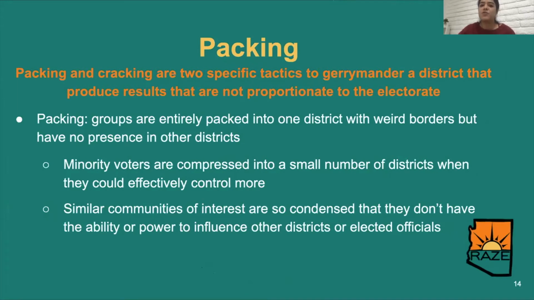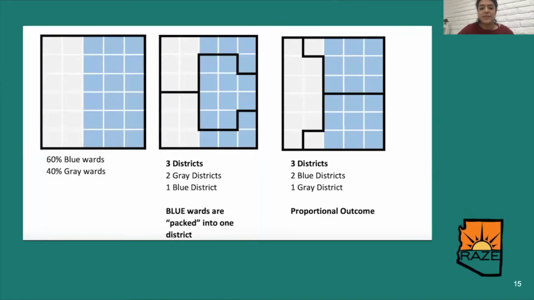Packing and cracking are two specific tactics to gerrymander a district. By packing and cracking, this produces results that are not proportionate to the electorate. So packing occurs when groups are entirely packed into one district with weird borders, but have no presence in other districts. Minority voters are compressed into a small number of districts when they could effectively control more. And similar communities of interest are so condensed that they don't have the ability or power to influence other elected officials or districts. So if we look at this example here, it's going to be an example of packing.